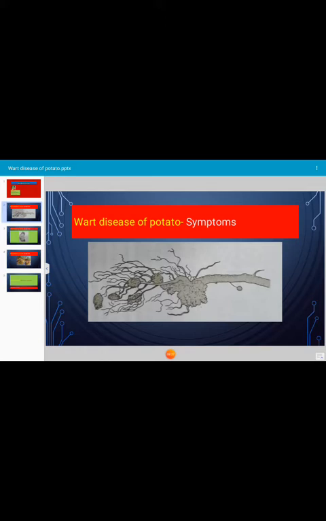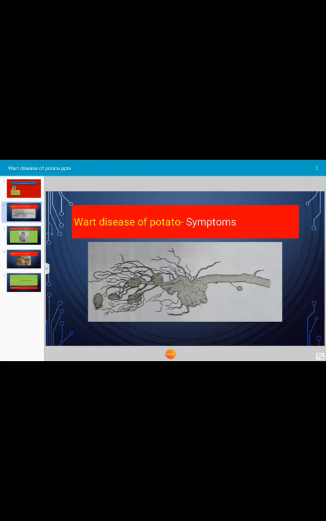These are characterized by warty tuberous growth of the affected region. In the infected part of the plant, the cells divide and redivide several times, and such an abnormal tuberous growth is formed on the affected part of the plant. It may be on the stem or it may be on the infected potato.